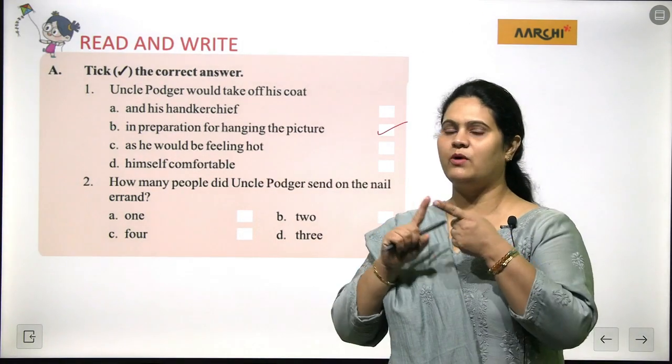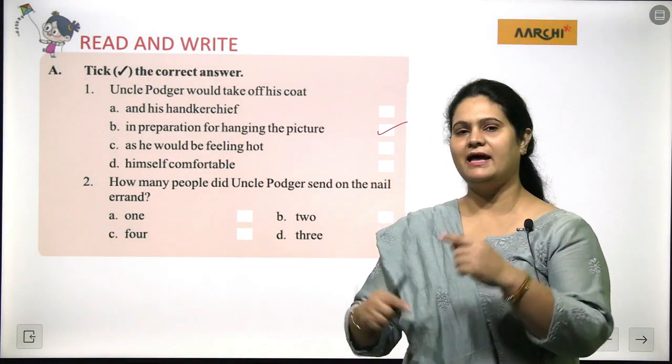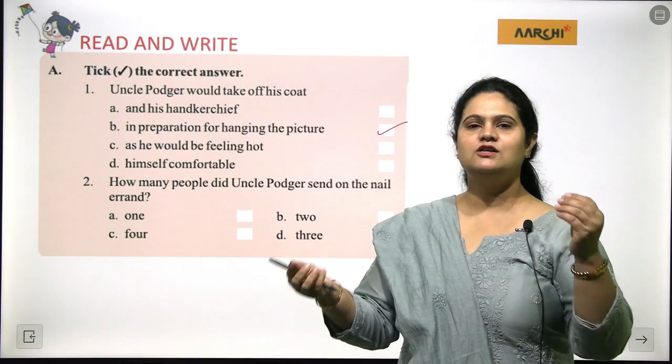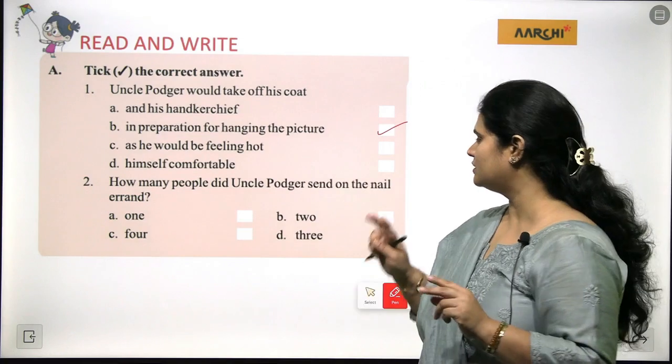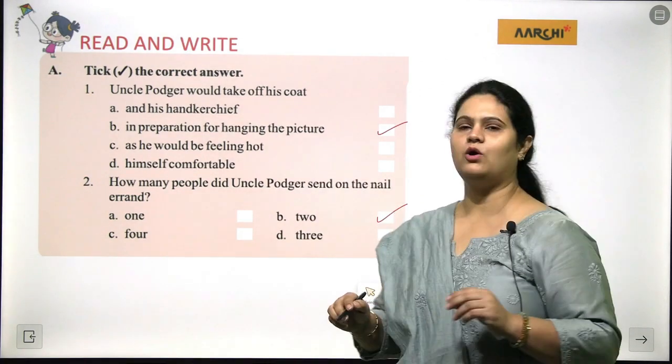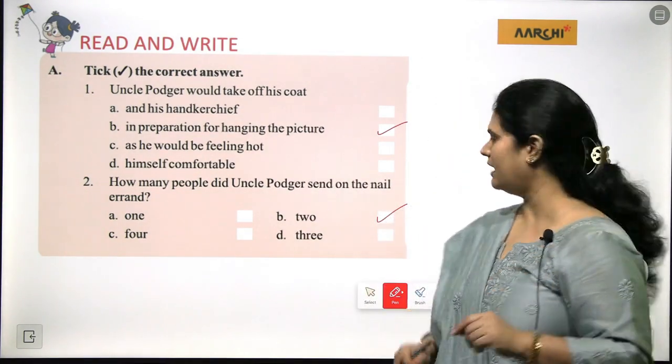So he sent one girl to get the nail and another boy after her to tell her what size of the nail he should be getting. So he sent two people on the nail errand. Right?